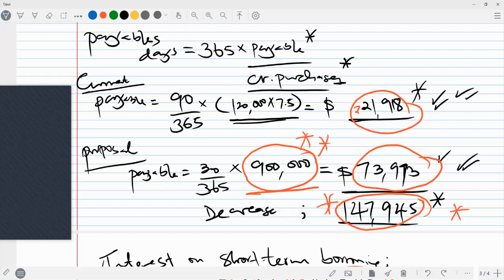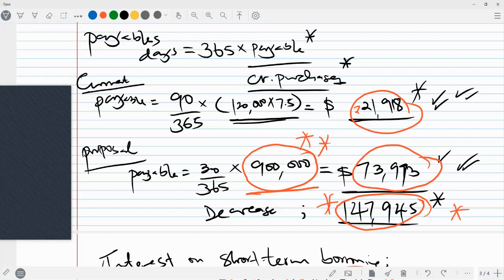Any question? Sir, yes, sure. I have a question. So payables are basically the amount that we owe to the suppliers, right? At a point in time.